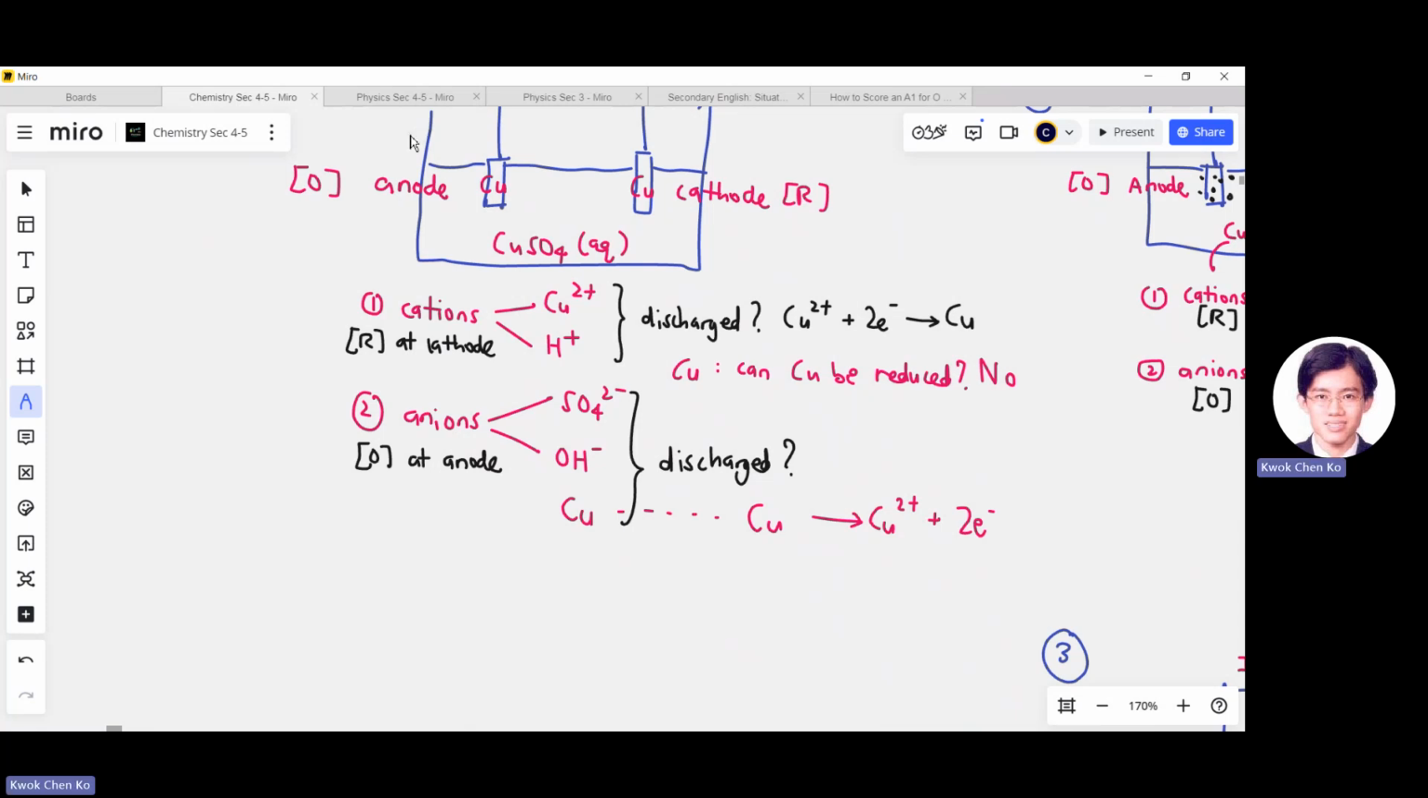So let me write the explanation for you. Due to the active nature of the copper electrode, it is oxidized in preference to the other anions.